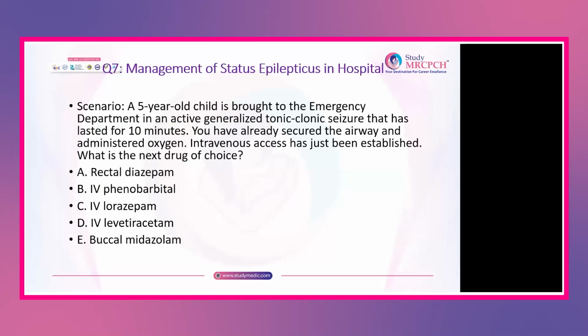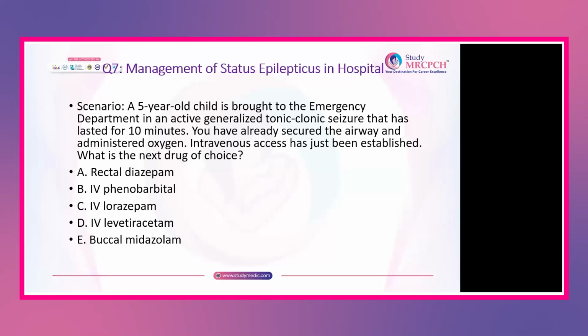Our next question here. A 5-year-old child is brought to the emergency department in an active generalized tonic-clonic seizure that has lasted for 10 minutes. You have already secured the airway and administered oxygen. Intravenous access has just been established. What is the next drug for the treatment?